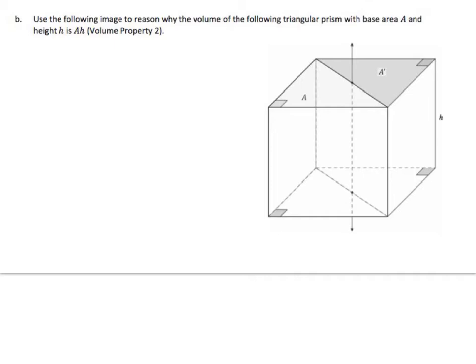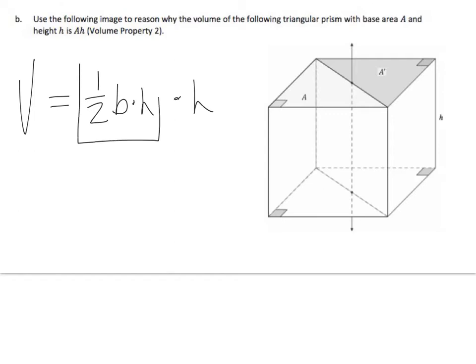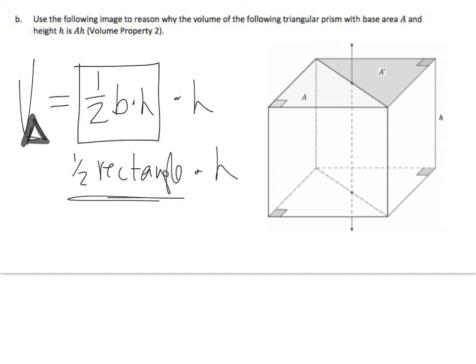Guess we can do that with volume too, right? The volume is 1/2 base times height of the base times the height of the three-dimensional shape. So this right here is half a rectangle. This would be the volume of the triangular shape. Okay, volume of our triangular shape is 1/2 base times height, which is half of a rectangle, times the height of your figure.